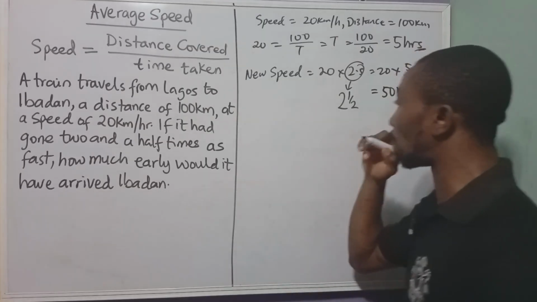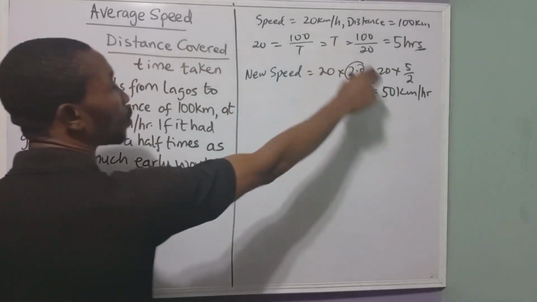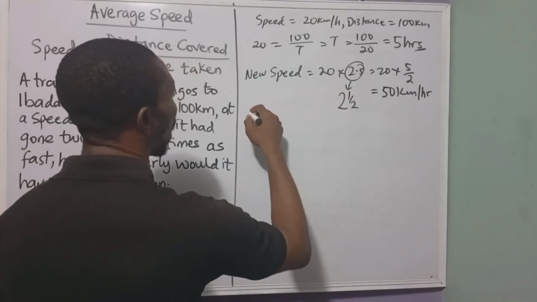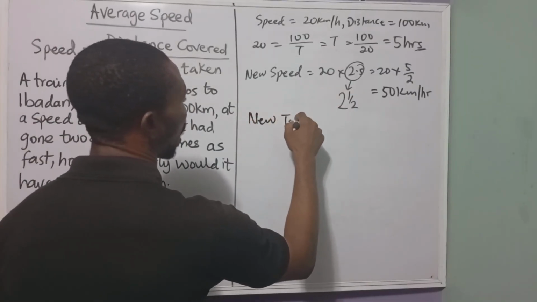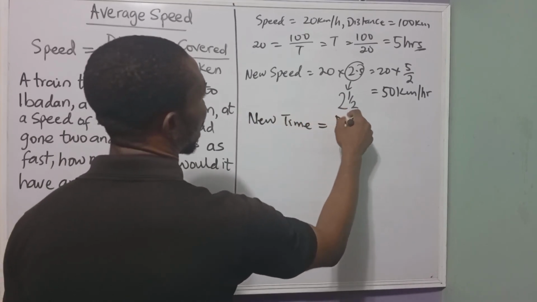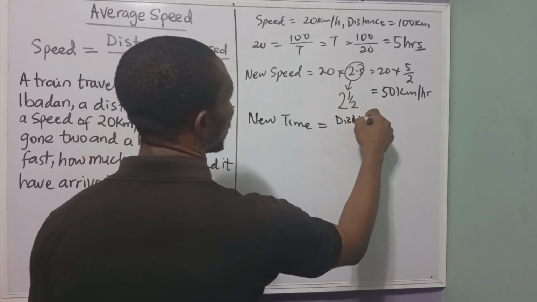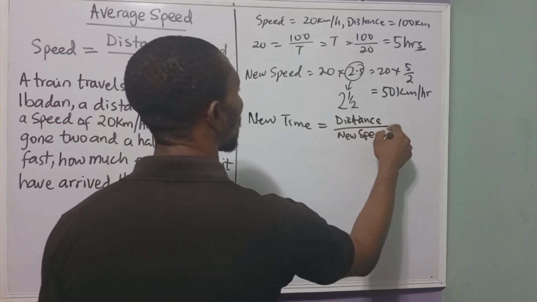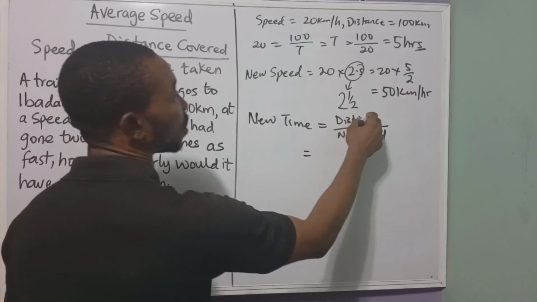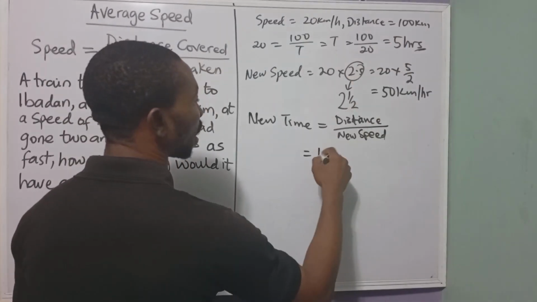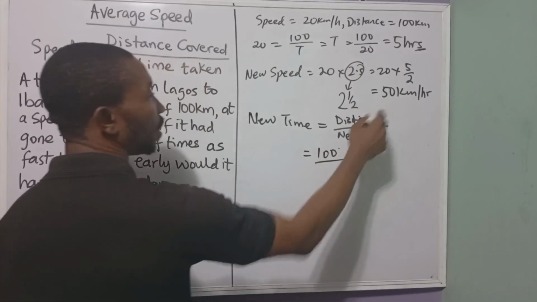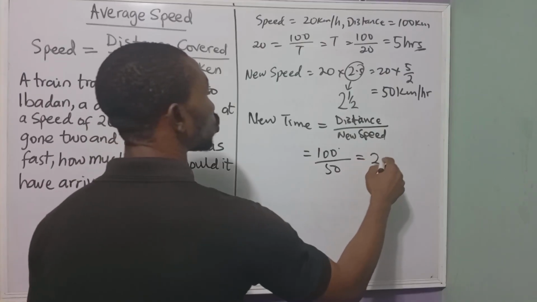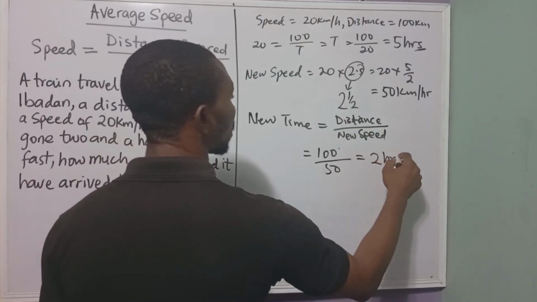So now, in this new speed, let's calculate the time it will take for him to get there. Under our new speed, our new time would be distance over new speed. Okay, now our distance is what? Still 100 kilometers, and our new speed is 50 kilometers per hour, which gives us 2 hours.